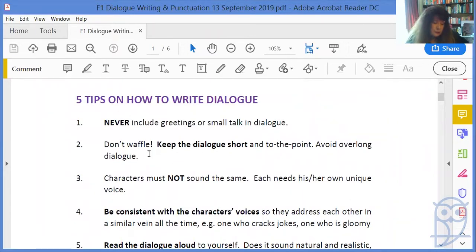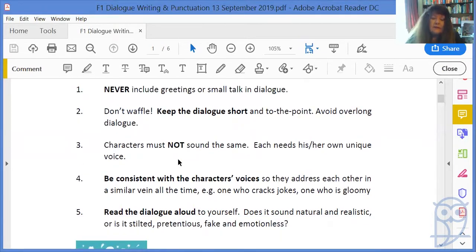And secondly, don't waffle. Keep the dialogue short and to the point. You avoid overlong dialogue. You don't need to go into big explanations when people are talking. It's like need to know basis. If it's about revealing something about the character or revealing something about the plot, don't waffle on about, oh, you were wearing a nice blue shirt the other day and blah, blah, blah. No waffling, okay?